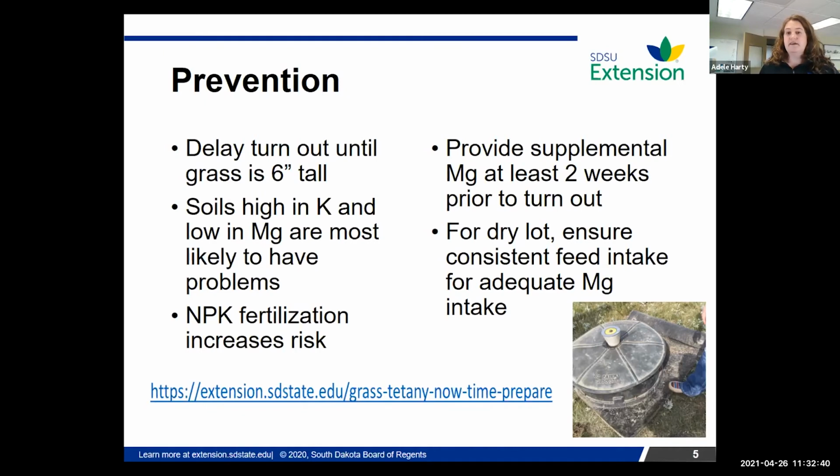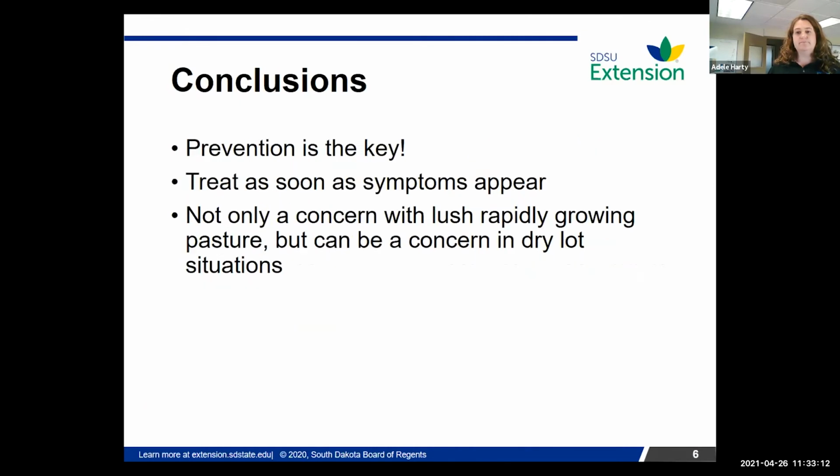In a dry lot setting, ensure that those cattle have consistent feed intake, because if they're going off feed or feed is not delivered in a timely manner, they may not be getting adequate magnesium, and you can still have similar grass tetany issues. And I wrote an article for the SDSU Extension website with more details on grass tetany that has more information on prevention and treatment.